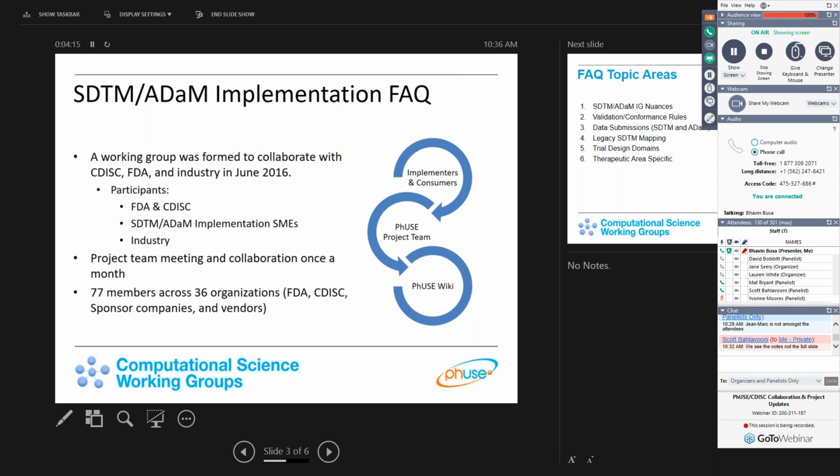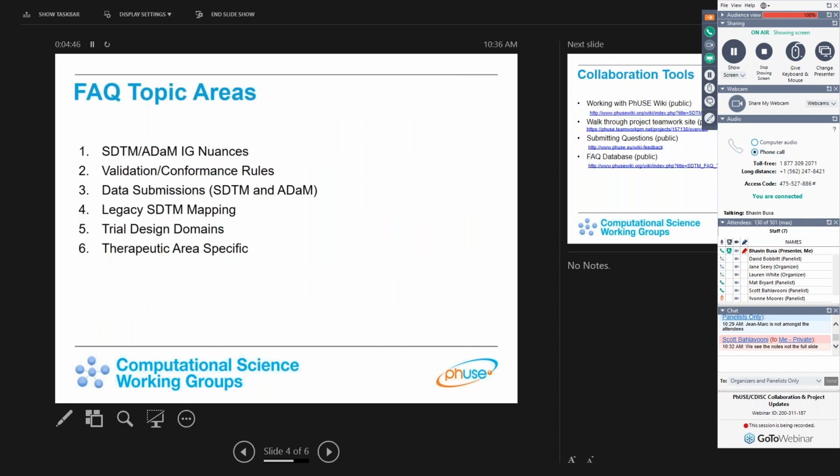Now, one thing I want to note is this project team is not meant to address questions for implementation. This project team is meant to address some of the common challenges and nuances that are there in IGs, or where it's not clear what the expectation is from the regulatory agency. It is not for someone who wants to know how to map this in the findings about domain; it's not the forum for that. I just wanted to make sure that everybody is very clear.